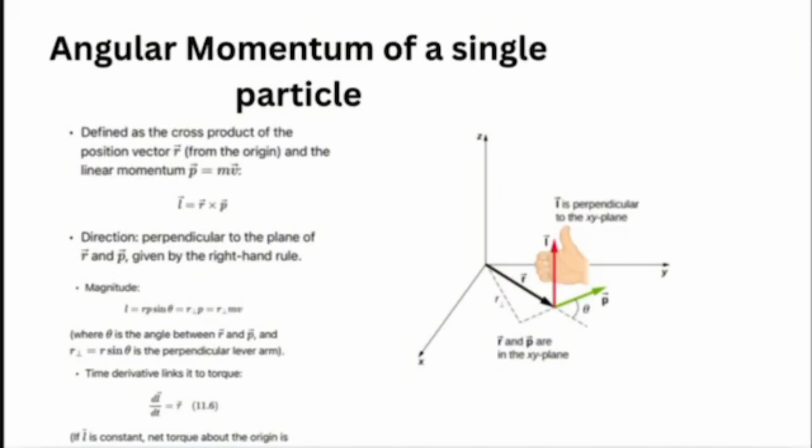Finally, the time derivative of angular momentum gives us torque, where dL over dt is equal to torque. So if angular momentum is constant, the net torque about the origin is 0.